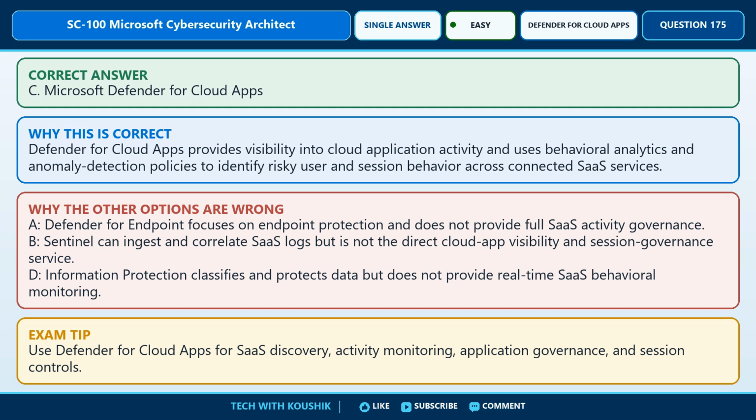Why are the other options not correct? A. Defender for Endpoint focuses on endpoint protection and does not provide full SaaS activity governance. B. Sentinel can ingest and correlate SaaS logs, but is not the direct cloud app visibility and session governance service. D. Information protection classifies and protects data, but does not provide real-time SaaS behavioral monitoring. Exam tip. Use Defender for Cloud Apps for SaaS discovery, activity monitoring, application governance, and session controls.